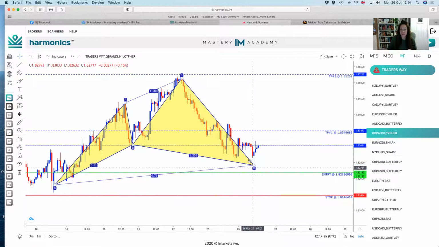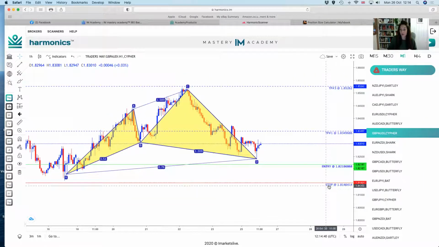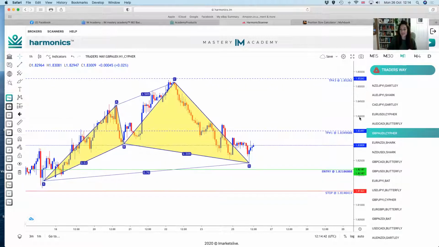So in this particular scan, the D point is here. This is telling us that this is our entry point. The great thing about the harmonic scanner is it gives you an entry price. It gives you a take profit 1, a take profit 2 and a take profit 3. This one's going straight to take profit 3. And it also gives you a stop loss. So the harmonic scans that come up are brilliant.